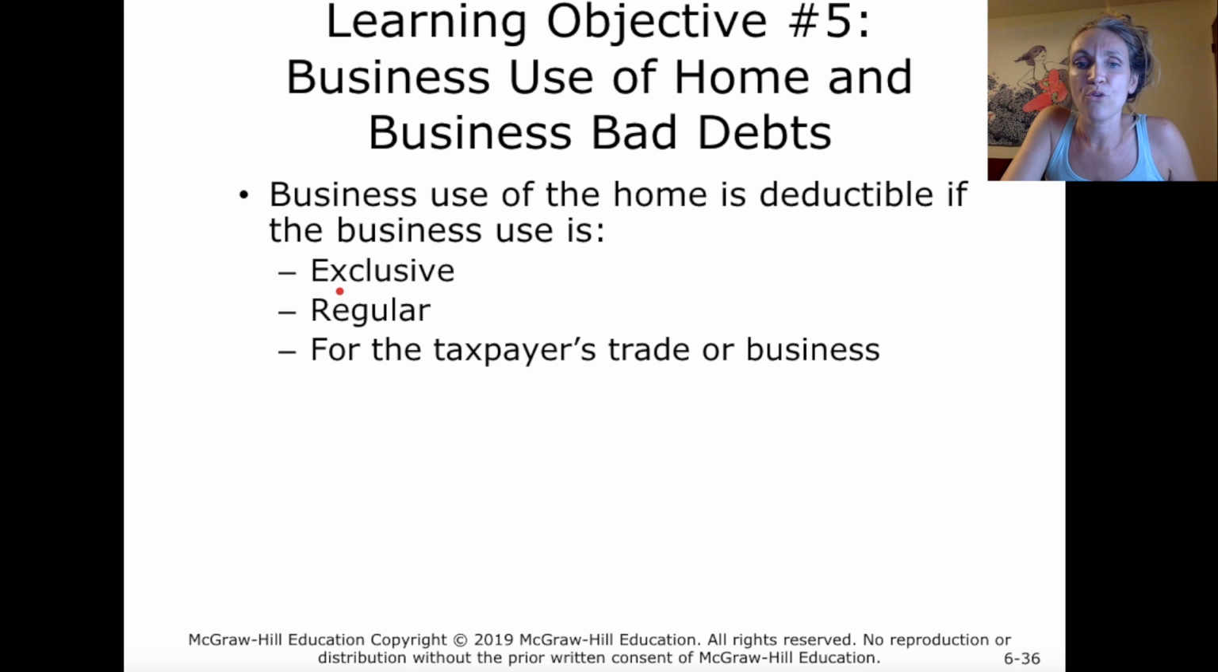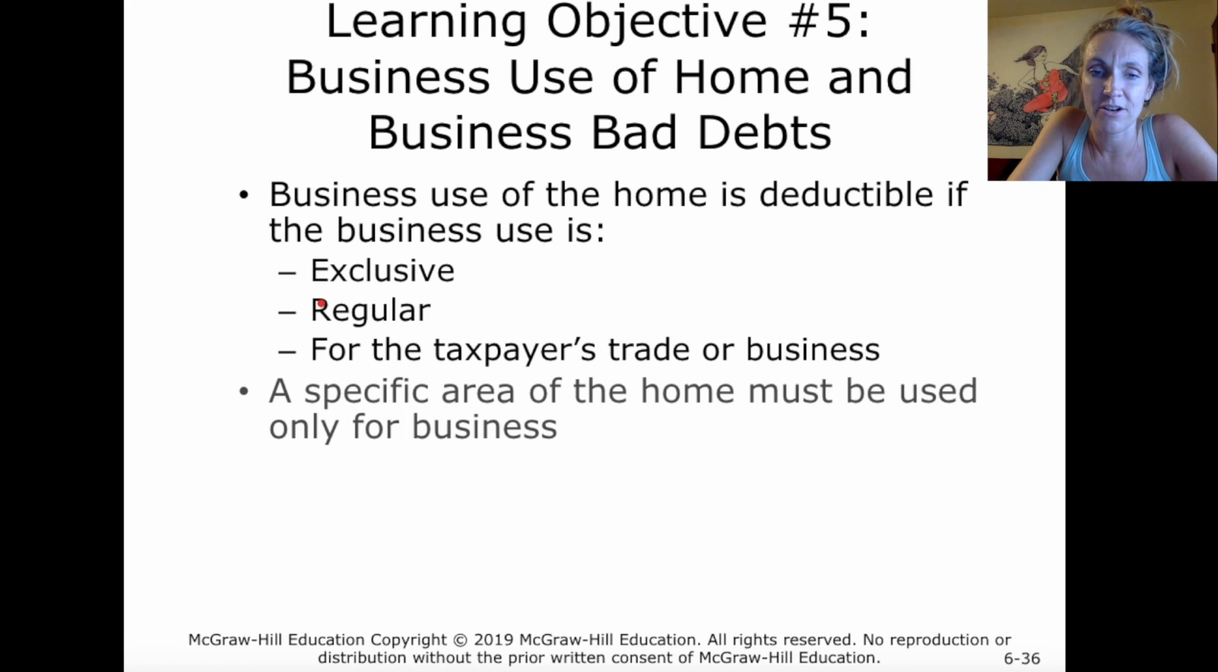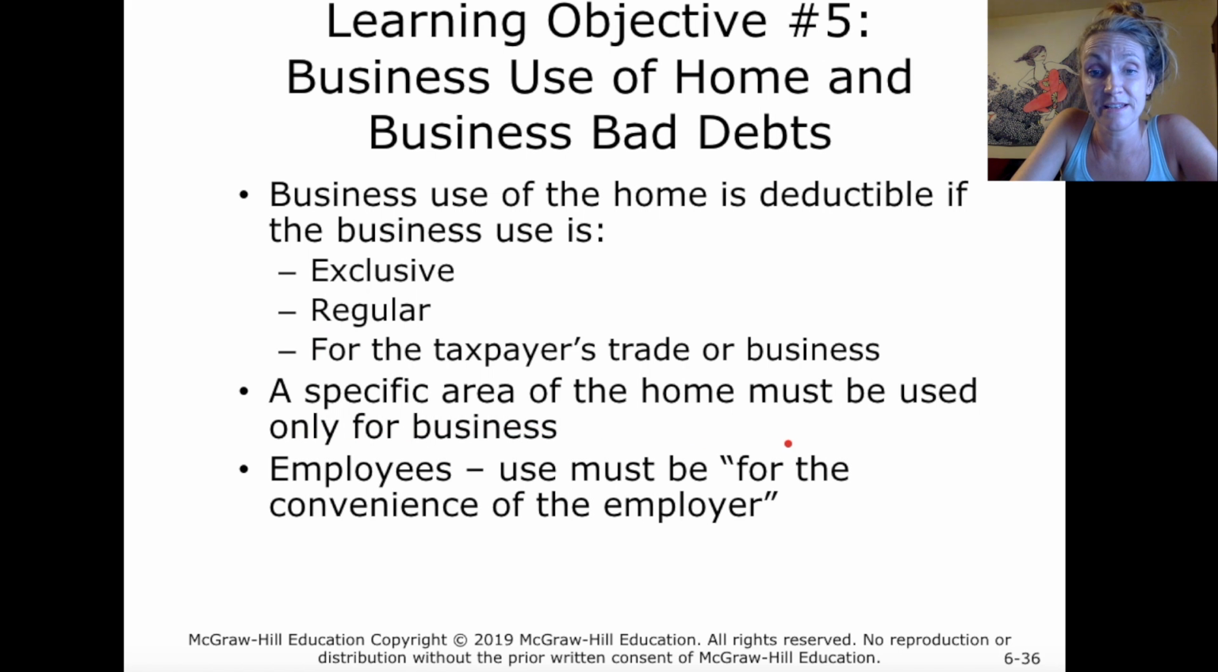However, then in courts, they shifted the burden of proof, which meant that the IRS had to prove that the taxpayer didn't use it exclusively, not the taxpayer having to prove that they did use it exclusively. And so that shift in burden of proof means that people can take a reasonable home office. Often people ask if it's an audit trigger, and it's not. A specific area of the home must be used only for business.